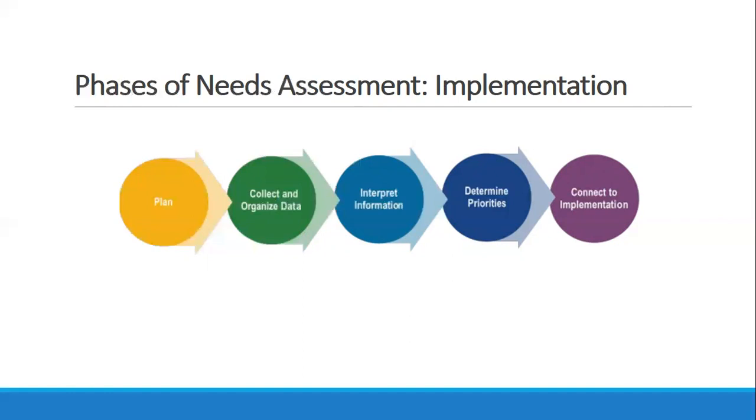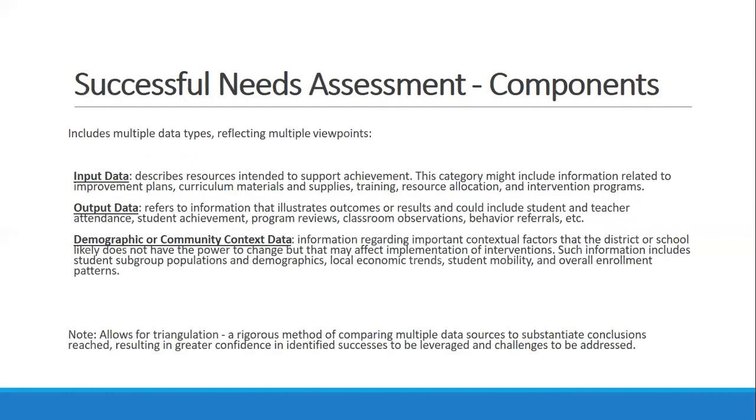The fourth phase is determine priority. What findings or themes emerged that have the greatest potential for impact on student outcomes? The last implementation phase is connect to implementation. How will the needs assessment results be used to drive meaningful long-term change? What additional information is needed about the needs assessment results or underlying causes?